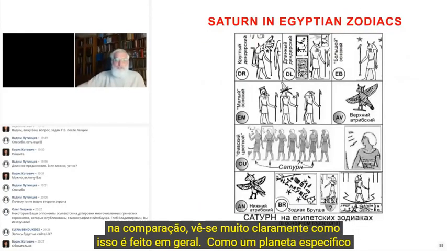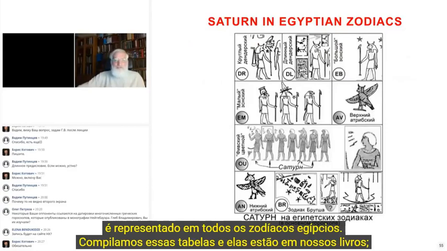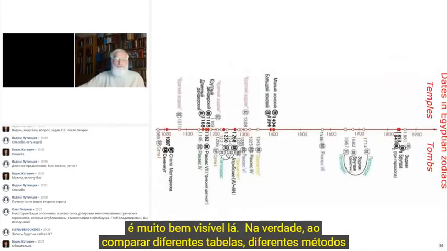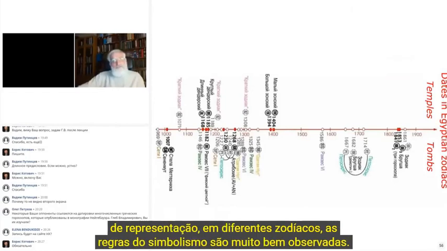How a specific planet is depicted in all Egyptian zodiacs. We have compiled such tables, and they are in our books. It is very well visible there. In fact, when comparing different tables, different methods of depiction, in different zodiacs, the rules of symbolism are very well observed.